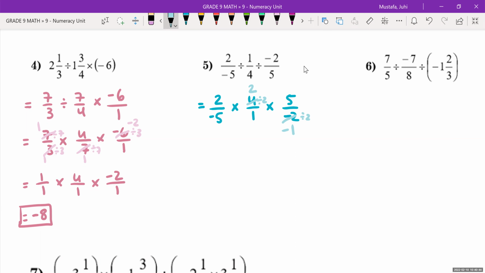Yep, Emma? Yep, so I can divide this by 5. I can divide this by 5. So I'm going to get a 1, and I'm going to get a -1. I'll rewrite it. So it's going to be 2/-1 times 2/1 times 1/-1.